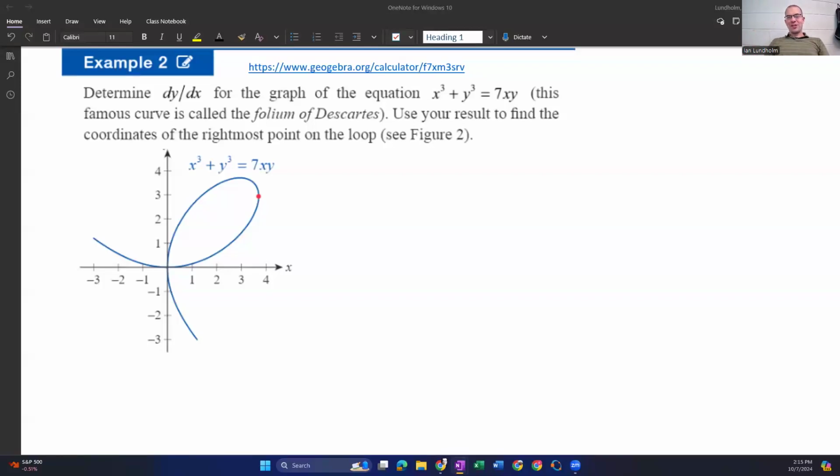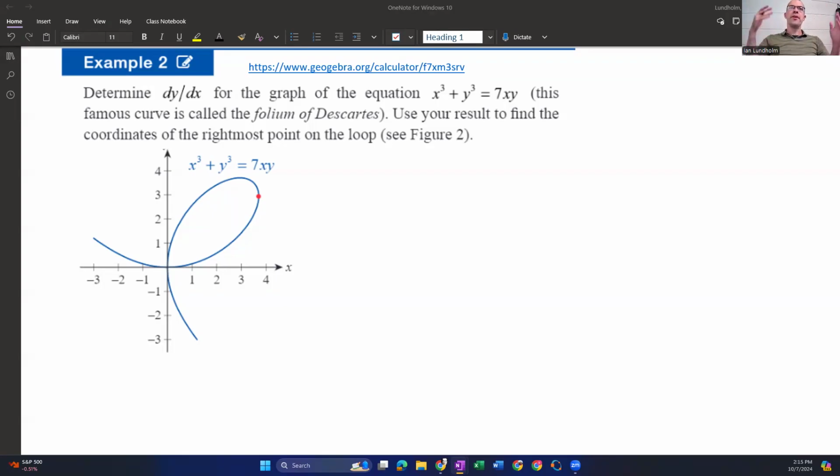Hi, everyone. We're back, and we're getting into implicit differentiation. Here we've got the folium of Descartes. Super cool. We got a loopy thing. This is not a function of x nor y. It's a relationship between the two things. And so we're going to use implicit differentiation to find slopes along this curve.